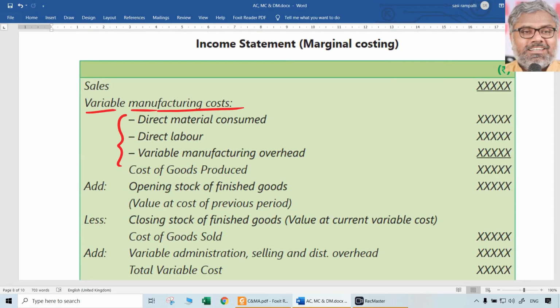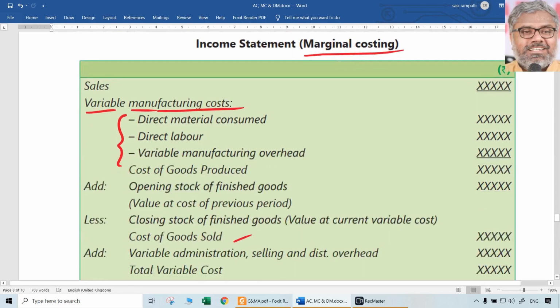In other words, the finished goods valuation that happens in marginal costing, if at all it happens, is imaginary. In reality, nobody uses this. That's a different story. For us, questions will come, so we should be able to do both. Normal absorption costing, as we normally know. Marginal costing has only one difference here. It will not take fixed manufacturing overheads into consideration as part of the cost of goods produced. And naturally it will not take them in the closing stock of finished goods also.